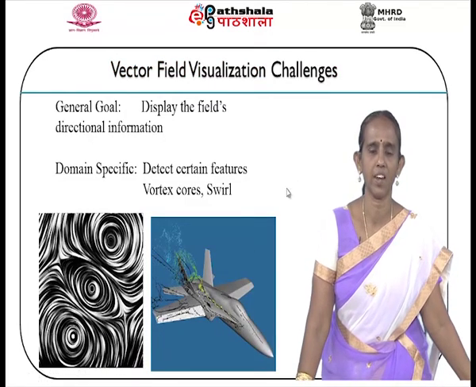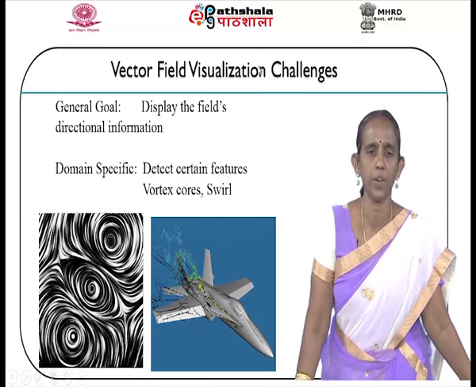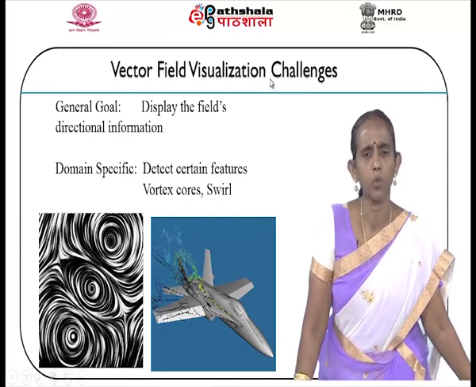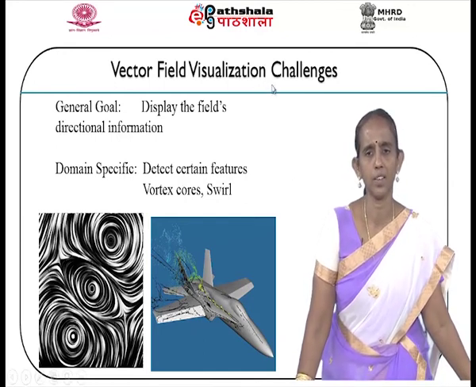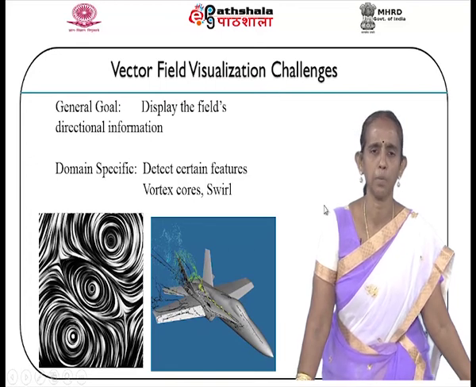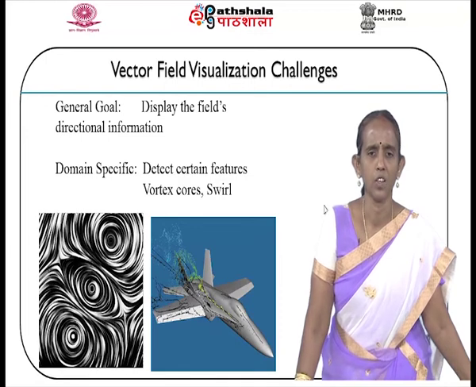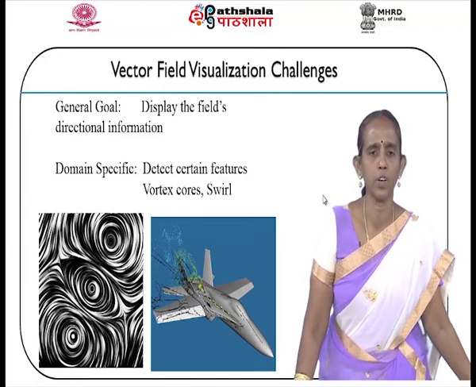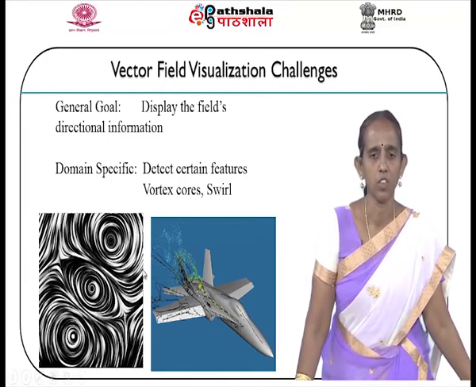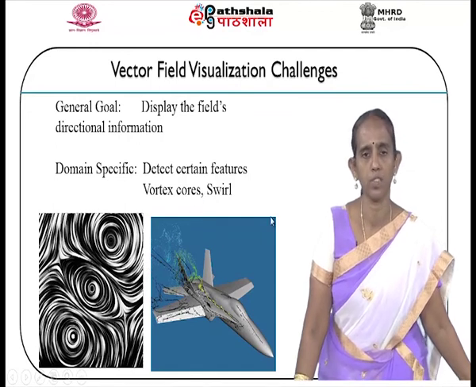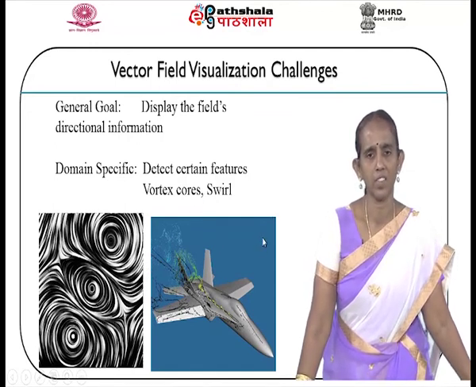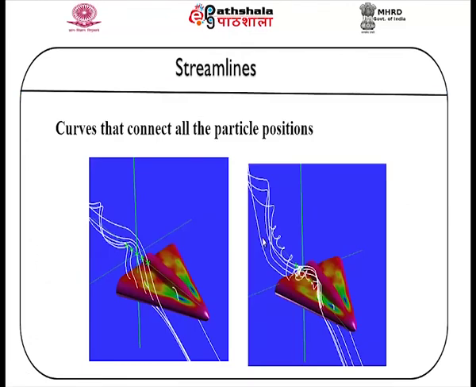There are various challenges that come along with vector field visualization, where we need to actually project the entire dimension, or say n dimension, of the data onto the screen. So it should be possible for us to detect certain features like swirls or vortex cones. These are certain challenges that exist in the field of vector field visualization.